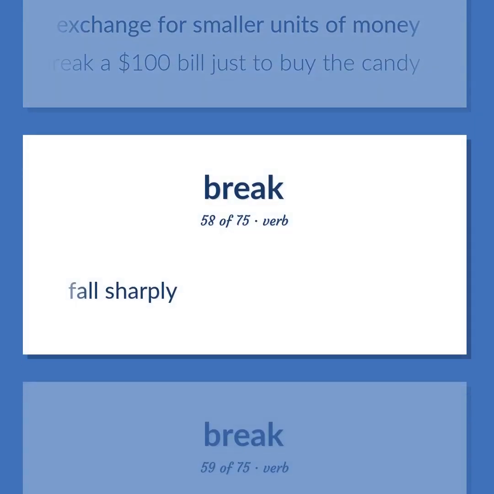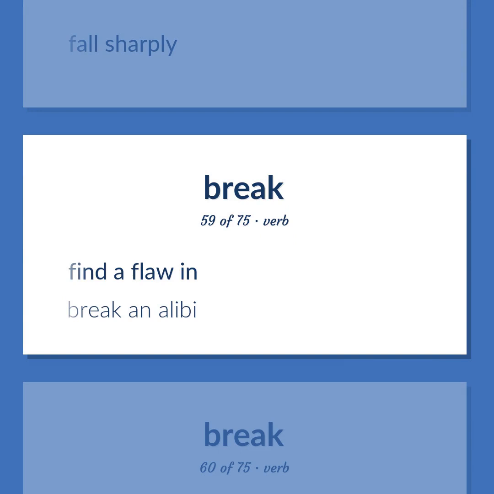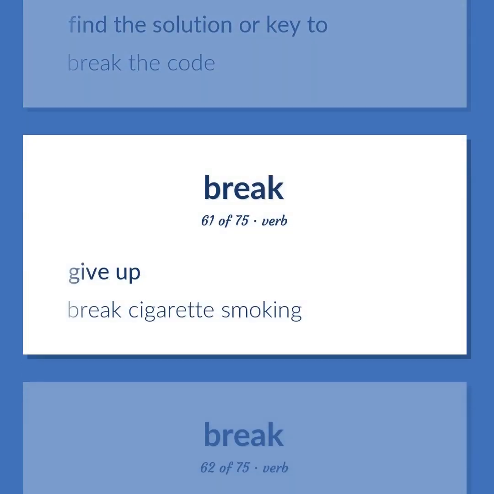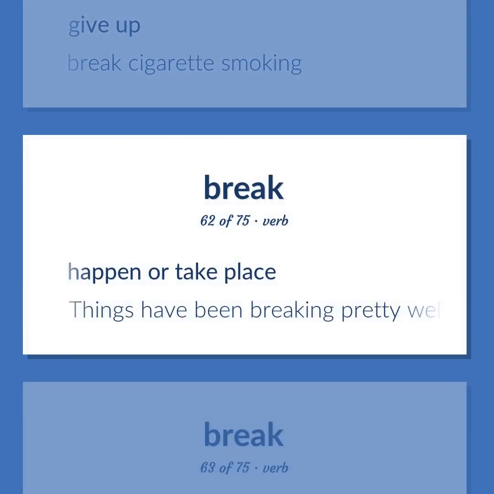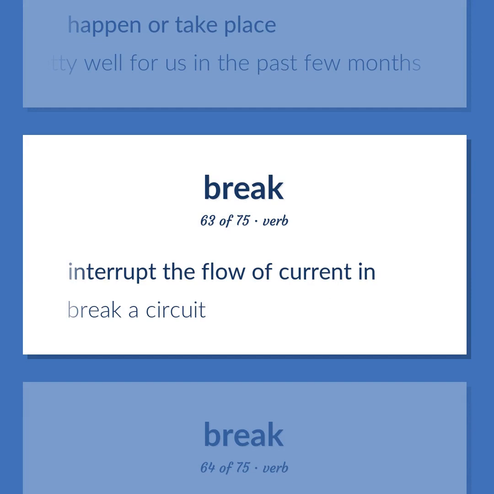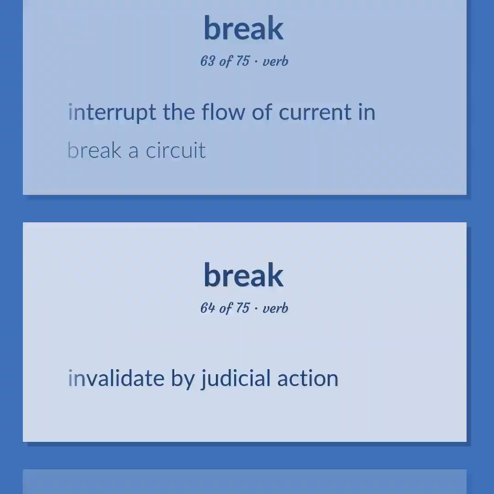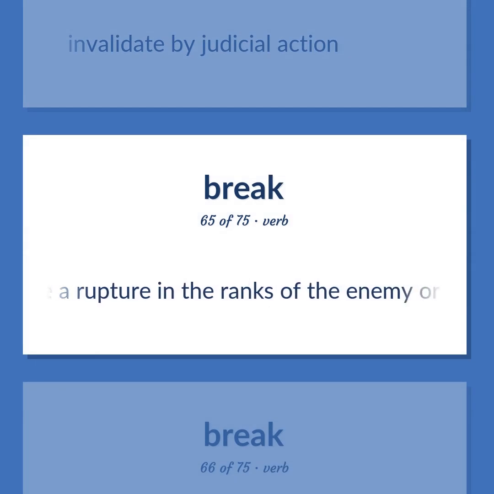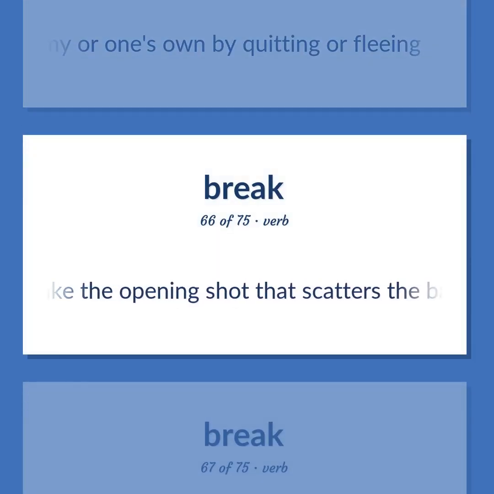Fall sharply. Find a flaw in. Break an alibi. Find the solution or key to. Break the code. Give up. Break cigarette smoking. Happen or take place. Things have been breaking pretty well for us in the past few months. Interrupt the flow of current in. Break a circuit. Invalidate by judicial action. Make a rupture in the ranks of the enemy or one's own by quitting or fleeing. Make the opening shot that scatters the balls.